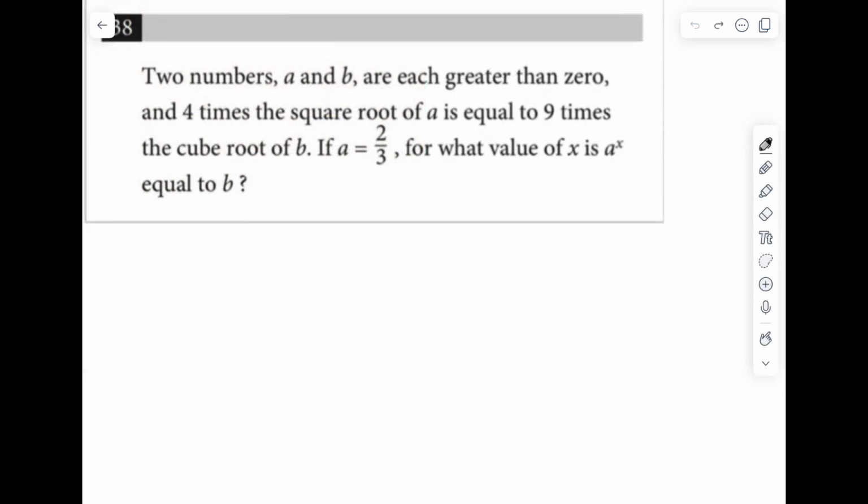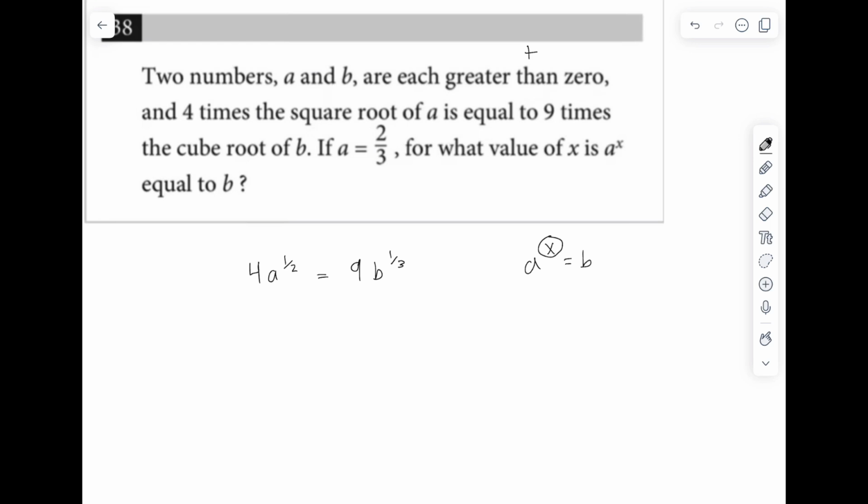Numbers a and b are each greater than 0, and 4 times the square root of a is equal to 9 times the cube root of b. If a equals 2/3, for what value of x is a to the power of x equal to b? So we know that a and b are both positive, and then let's write out what they gave us. So 4 times a square root, I'm writing it as to the power of 1/2, equal to 9 times b to the cube root, or to the power of 1/3.